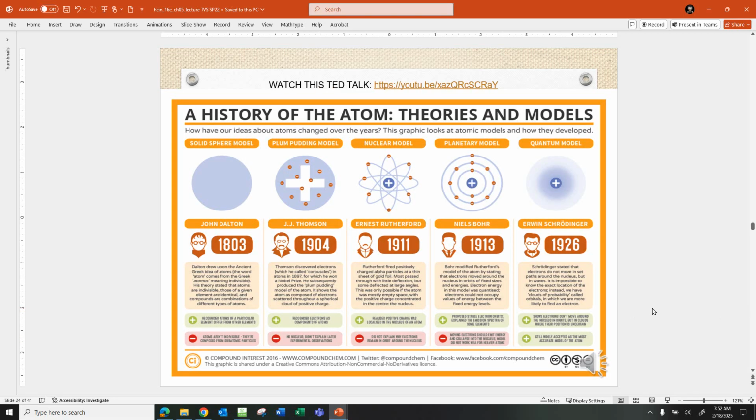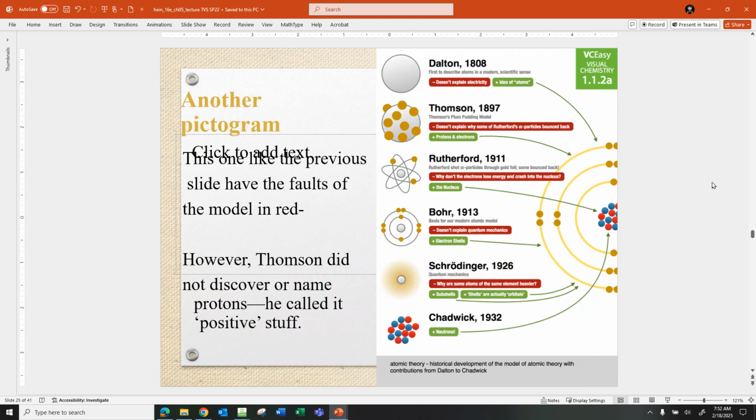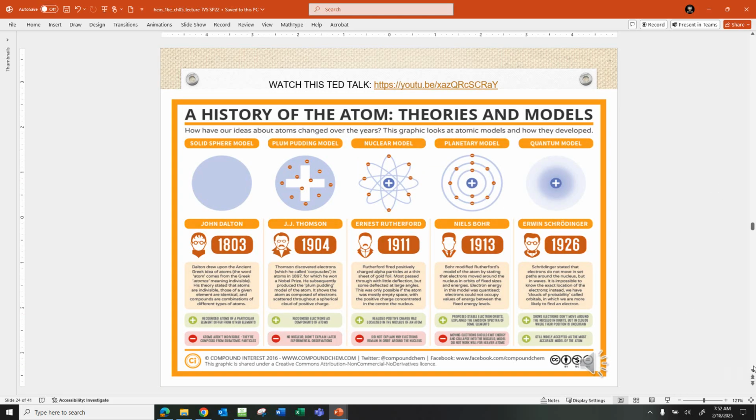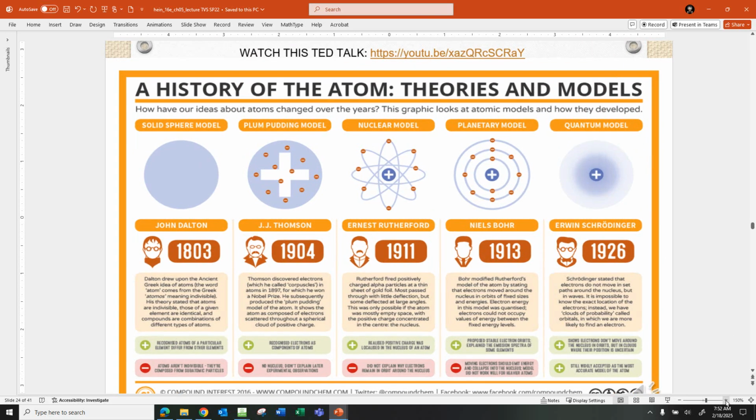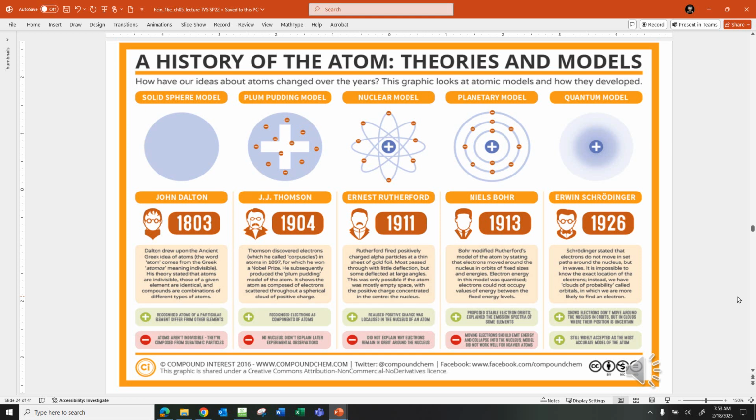Here's a makeshift and easier one. There is a TED Talk. If you just type in history of the atom TED Talk, you'll come up with this YouTube video. These are the models I want you to know and who they're attributed to. I'm going to zoom this in just a little bit so you can see the reading. If you need to, pause the video so you can read the reading and put that in your notes.